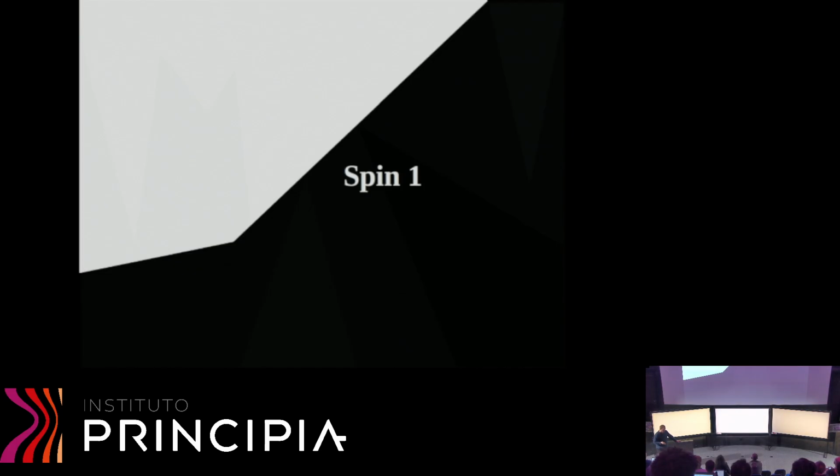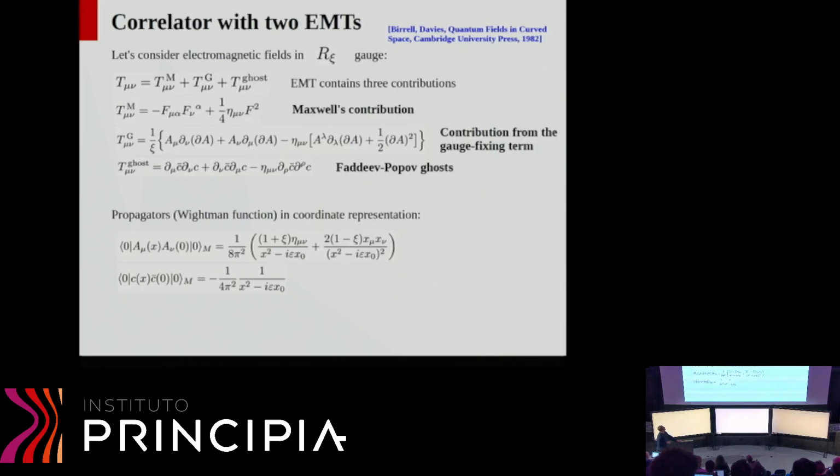Then we move to the spin 1 case, and for spin 1 we consider the RC gauge, and the stress energy tensor in this case is rather well known. It includes a Maxwell part, a gauge fixing part, and a Faddeev-Popov ghosts part. And we also know the Wightman function for the electromagnetic field and for ghosts.